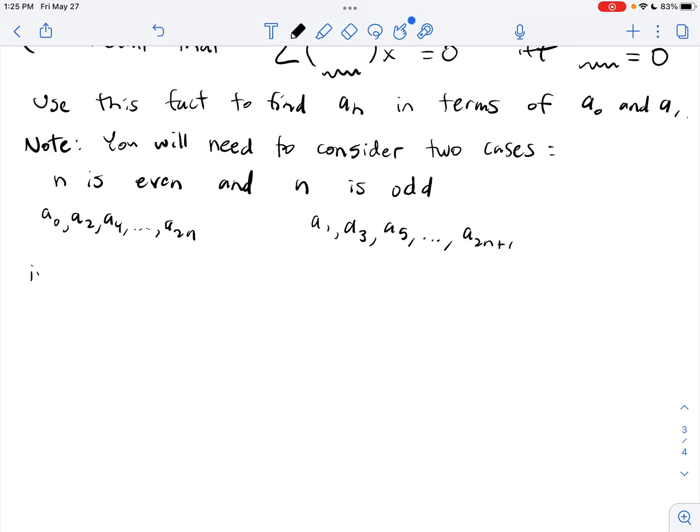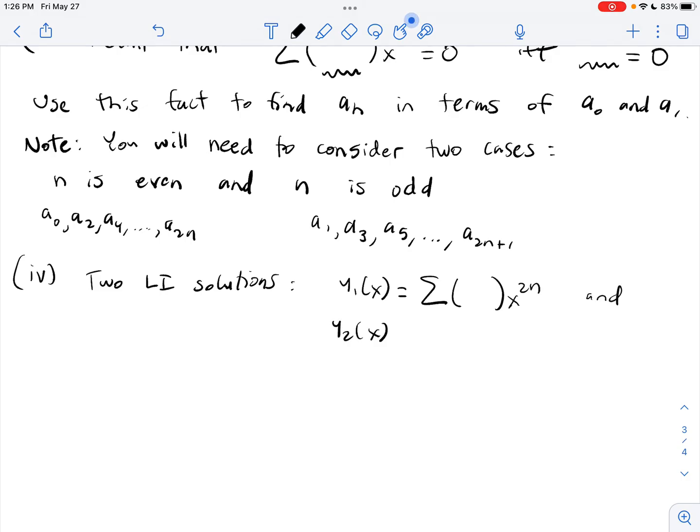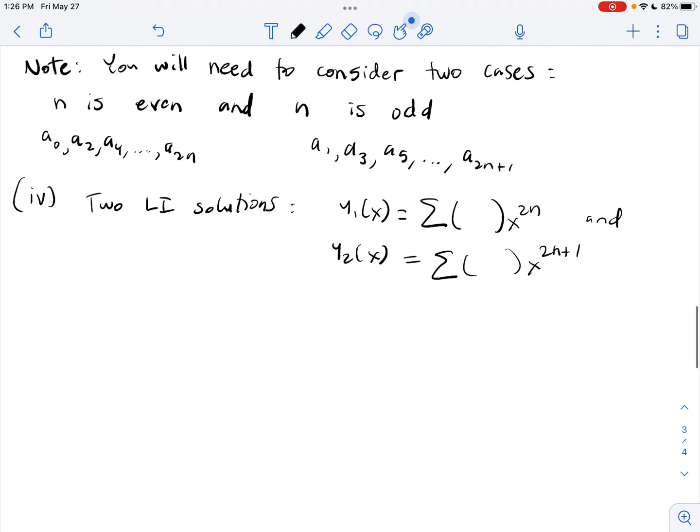So, finally, sub-step 4, your solution, or I should say your two linearly independent solutions, will be: y1 of x will be the sum of something times x to the 2n, and y2 of x will be the sum, and then we'll have x to the 2n plus 1. So we have all the even terms and we have all the odd terms.